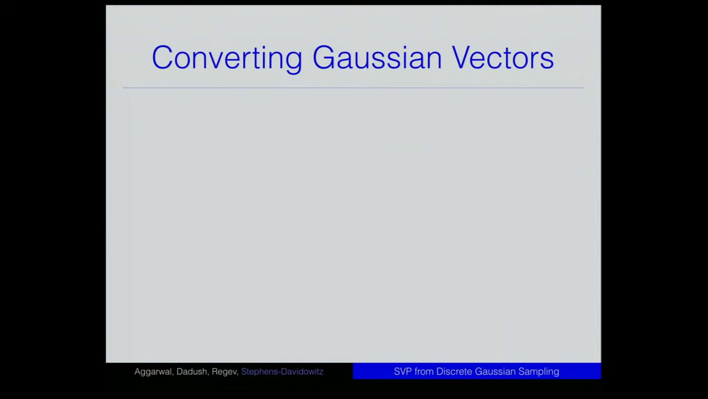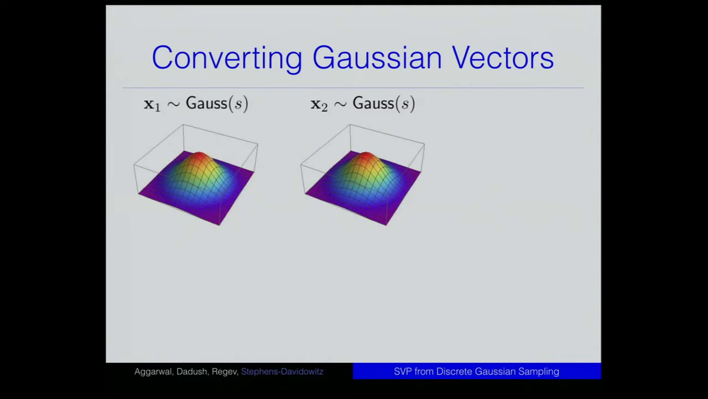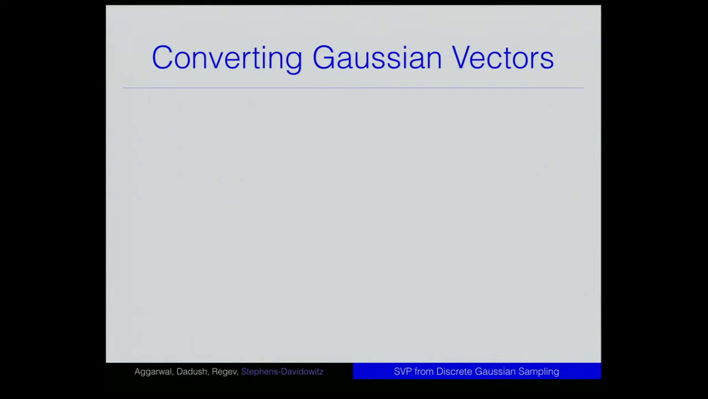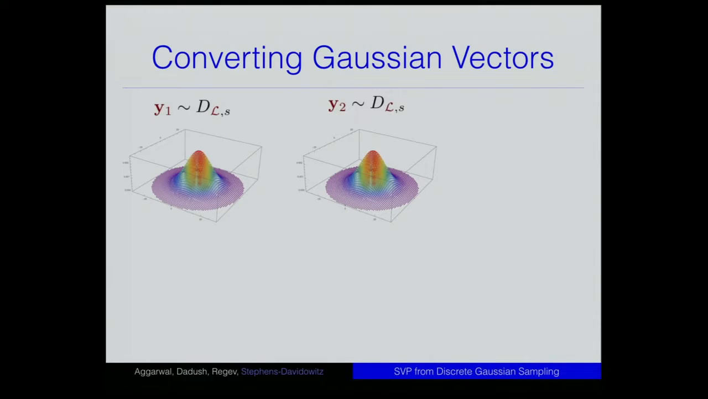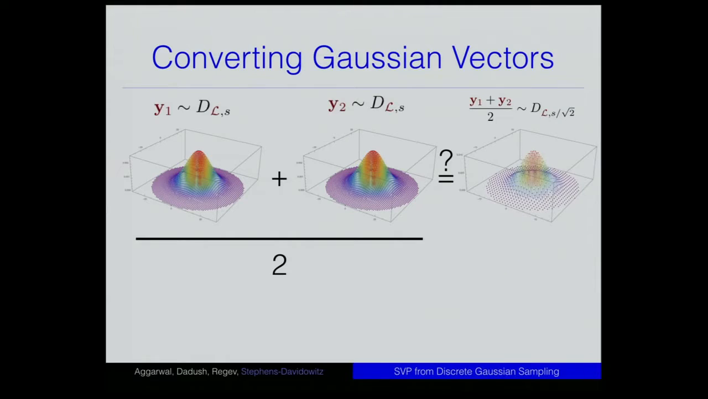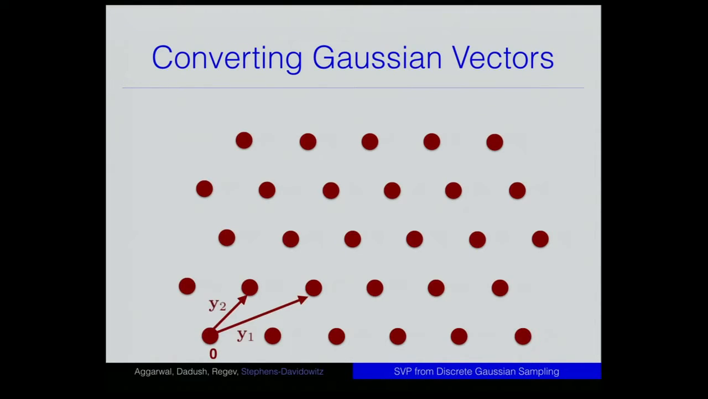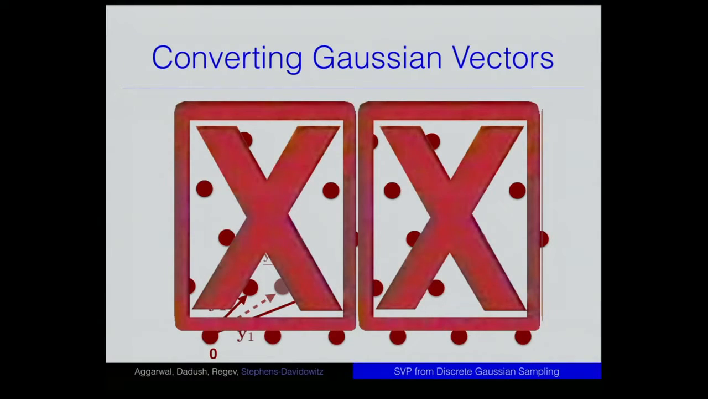But now we can consider another way of converting Gaussian vectors. I'm just going to tell you this because I don't know how natural it is: taking their average. If you take the average of 2 Gaussian vectors, the result is, again, a Gaussian with the parameter lowered by a factor of square root 2. So we can ask the same question about the discrete Gaussian. If I take their average, is the result another discrete Gaussian with the parameter lowered? And the answer is, again, no. Take 2 vectors, take their average, not in the lattice. Same problem.